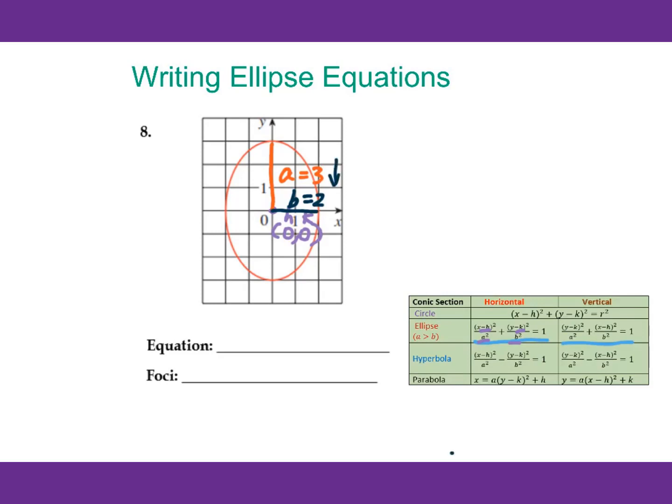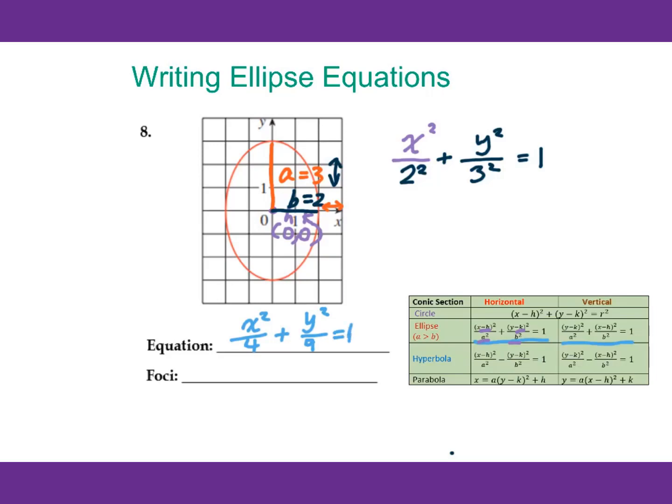Therefore, a is up and down. For b, that's horizontal. Which means for this, a will be below y squared. So we will write down x minus 0, we don't do that. So x squared over 2 squared plus y squared over 3 squared equal to 1, because your (h, k) is (0, 0). You will get x squared over 4 plus y squared over 9 equal to 1.